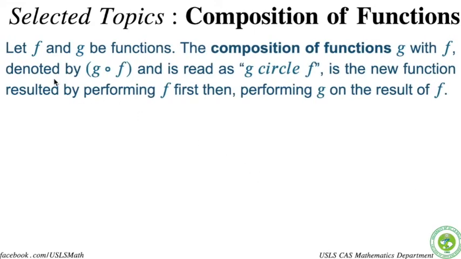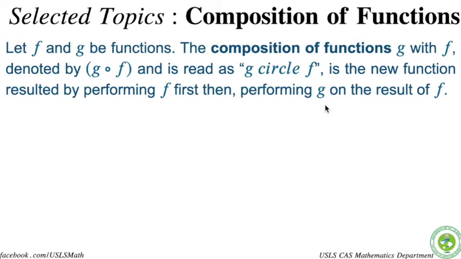So let's define composition of functions. Let f and g be functions. The composition of functions g with f, denoted by this symbol, is read as g circle f. So everybody, g circle f. This is a new function resulting from performing f first and then performing g on the result of f. So we're going to do f first. After we do f, we're going to take whatever the result is and substitute it in our g function.